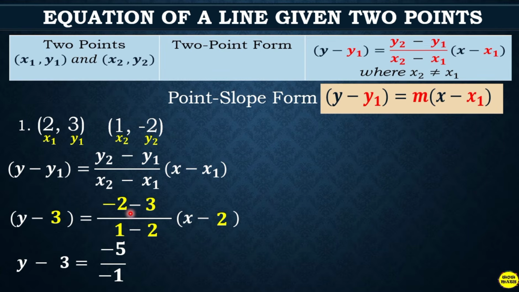Okay? So, negative 2 minus 3, that is negative 5. 1 minus 2, that is negative 1. And then just bring down x minus 2. Okay, now, so negative 5 divided by negative 1. So, ito ngayon isi-simplify natin. So, again, copy muna natin si y minus 3. And then negative 5 over or divided by negative 1, that will become positive 5. And then just copy x minus 2.